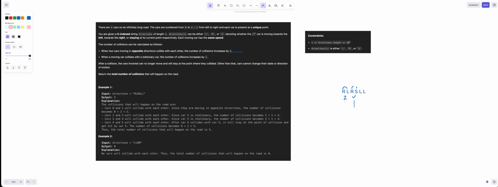So these both cars are stuck. If this car goes to the left, it will cause a collision again, so one more collision. And this one goes to the left, which causes one more collision. So 2 plus 3 will be 5. That is how we get the 5 here.